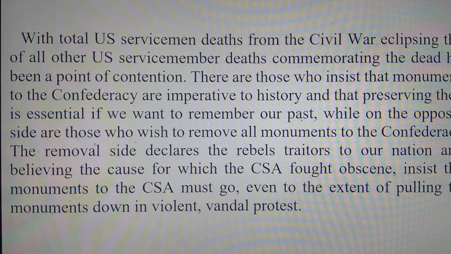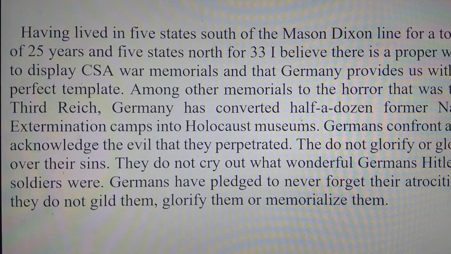violent vandal protest. Having lived in 5 states south of the Mason-Dixon line for a total of 25 years, and 5 states north for 33, I believe there is a proper way to display CSA war memorials, and that Germany provides us with a perfect template. Among other memorials to the horror that was the Third Reich, Germany has converted 6 former Nazi extermination camps into Holocaust museums. Germans confront and acknowledge the evil that they perpetrated.